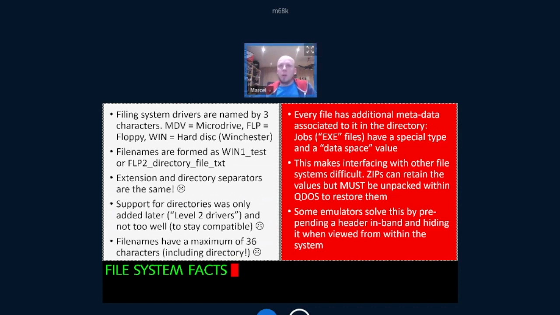Some emulators, including my own, have now started to prepend the header in-band, so put it at the start of the file, and towards the operating system, pretend it's not there. It's, yes, a bit difficult and slower and everything, but it's the best trade-off in my eyes.